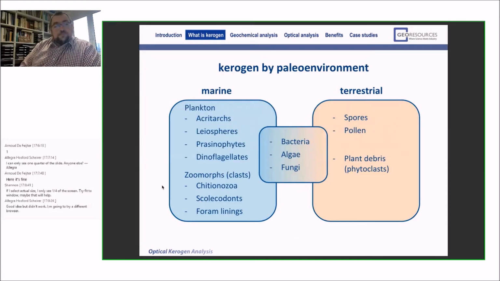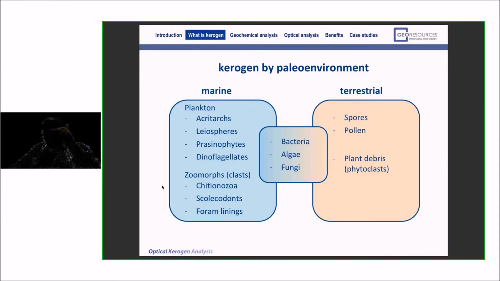So where does Kerogen come from? We have the two major sources of geological systems on this globe, the marine and the terrestrial, and in both environments Kerogen is produced. We have a huge list on the marine side on the left with different types of planktonic organisms and also zoomorphs. This means clasts from bigger micro or also macro fossils, which are made of organic material. Then on the terrestrial side, we have spores, pollen, and plant debris. Particularly plant debris is a huge contributor to the Kerogen, also in marine and non-marine depositional environments.